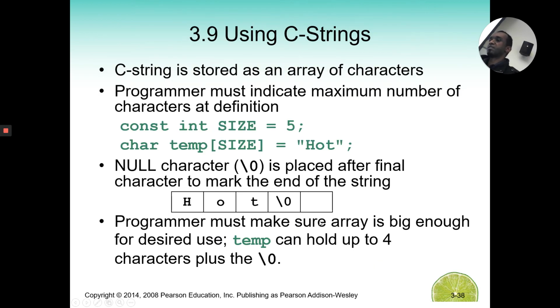So, using C strings. A C string is stored as an array of characters. The programmer must indicate the maximum number of characters at the definition. So constant int SIZE equals 5, then char temp[SIZE], and it uses the last space as a null character. The program must make sure that the array is big enough for the desired use. Temp can hold up to 4 characters plus the null character.